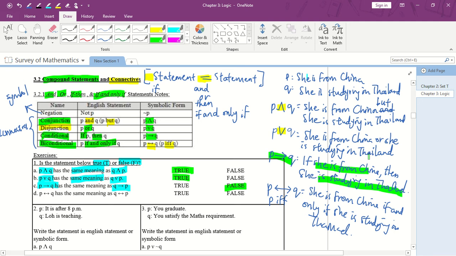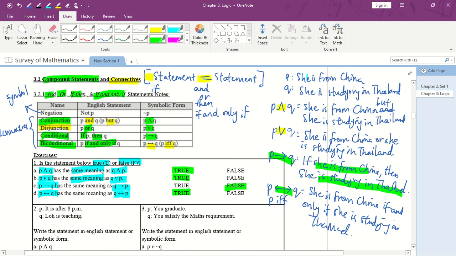Okay, so let's look at the next one. Here, P if and only if Q has the same meaning as Q if and only if P. Since this has arrows going to both sides, even though the position changed, it is actually still the same. The answer is true, which means that she is from China if and only if she is studying in Thailand is the same as she is studying in Thailand if and only if she is from China. For the case of if and only if, it is true.